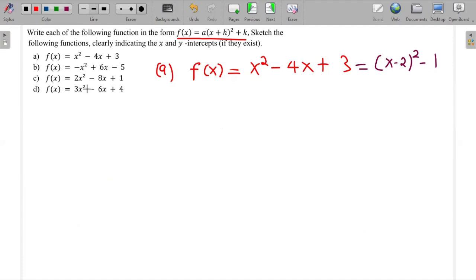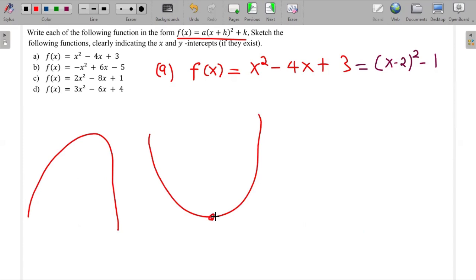So the vertex is simply the turning point. A quadratic equation, when you sketch it, will always be either in this form or in that form. So this part here, the lowest point, or this part, the highest point, is what we call the turning point, or what we call the vertex. So how do you find the vertex from the completed the square form equation?